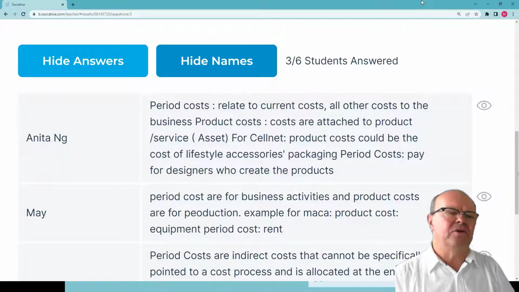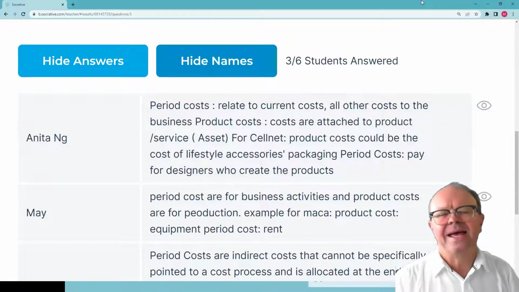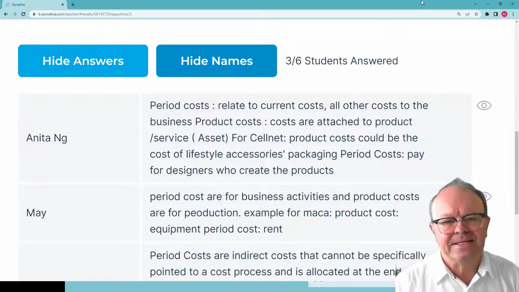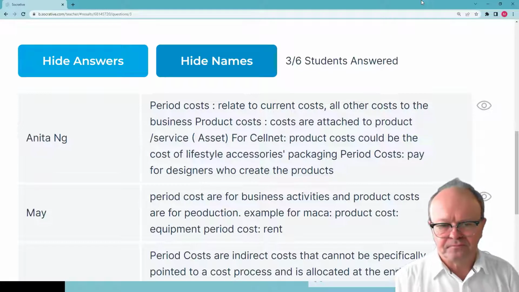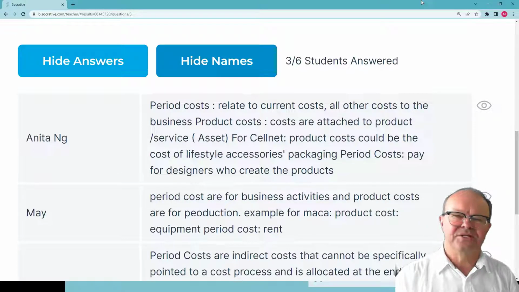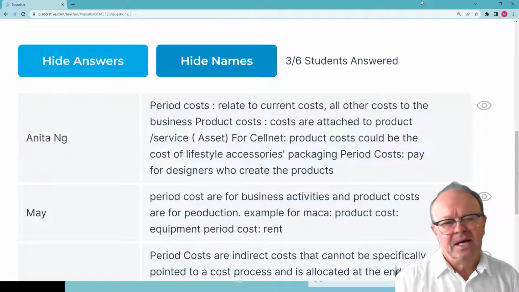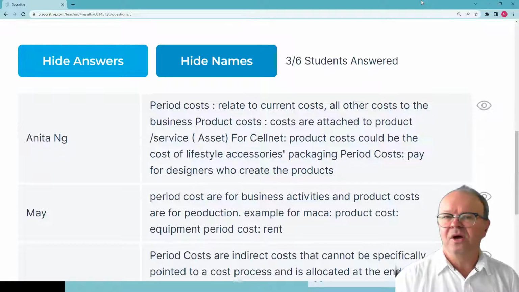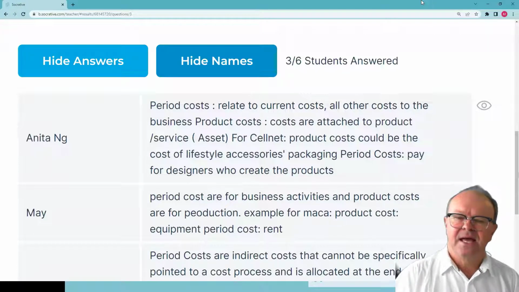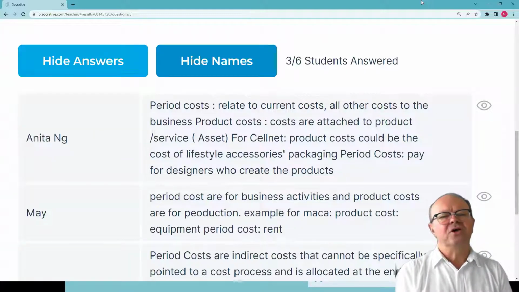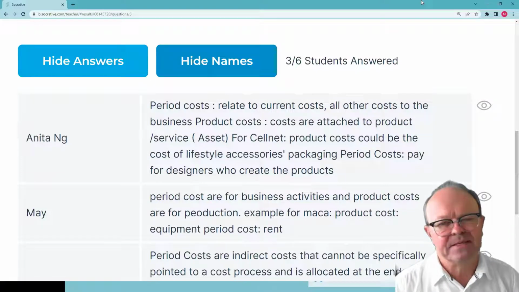Period costs relate to current costs. The best way to think about period costs is they relate to costs that we will be expensing in the period. We'll be talking about the difference between costs and expenses in another week. But the costs we incur, we don't recognise them as an expense until we match them to the revenue of that period. And so for period costs, we recognise them as an expense in the period.